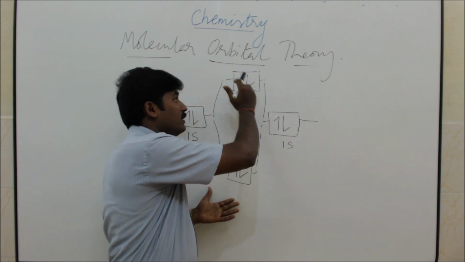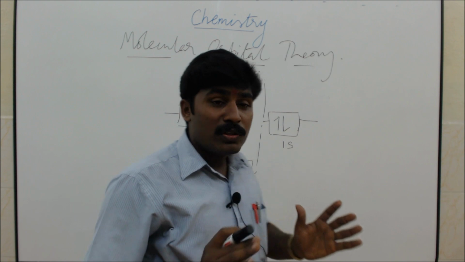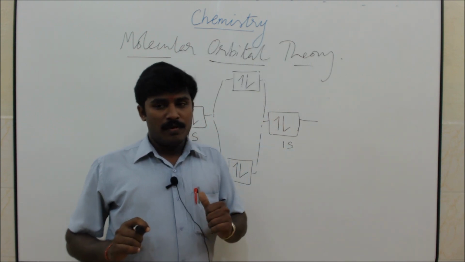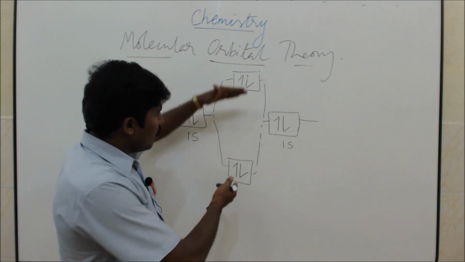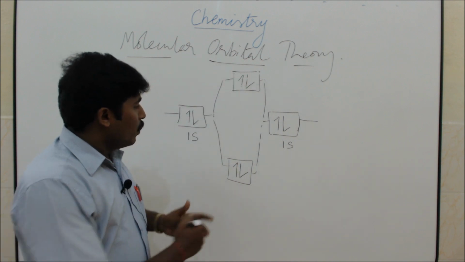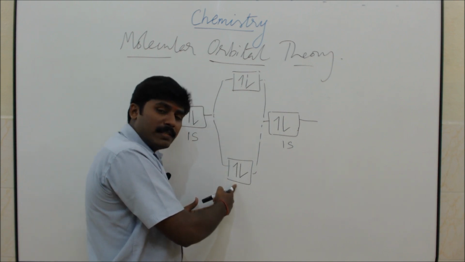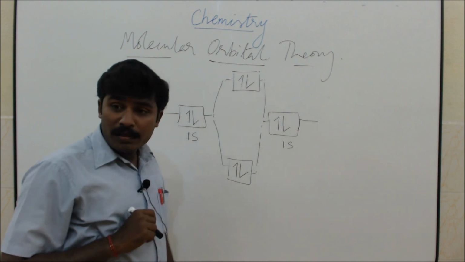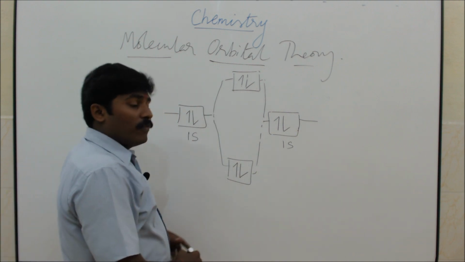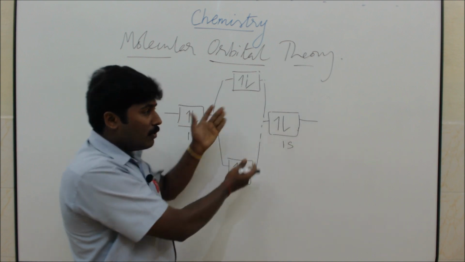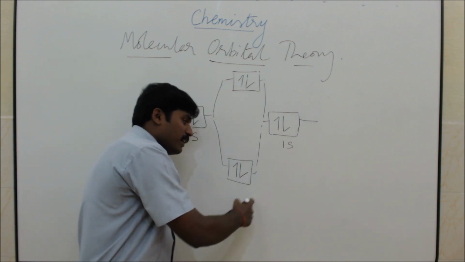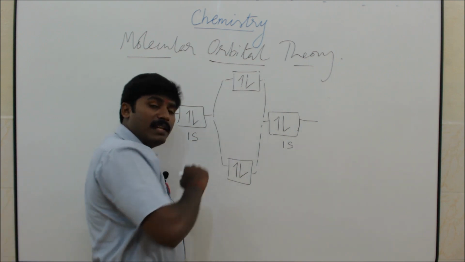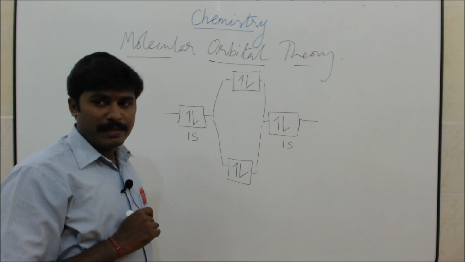How will these molecular orbitals form? Both atomic orbitals must have the same energy or comparable energy. Only then will a molecular orbital form. Whenever a molecular orbital forms, one gets lower energy and is named the bonding molecular orbital. The other gets higher energy and is named the anti-bonding molecular orbital.